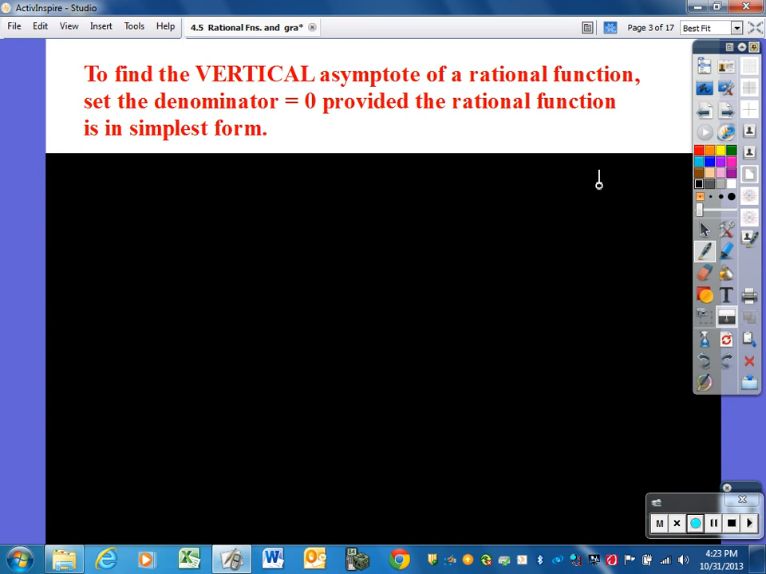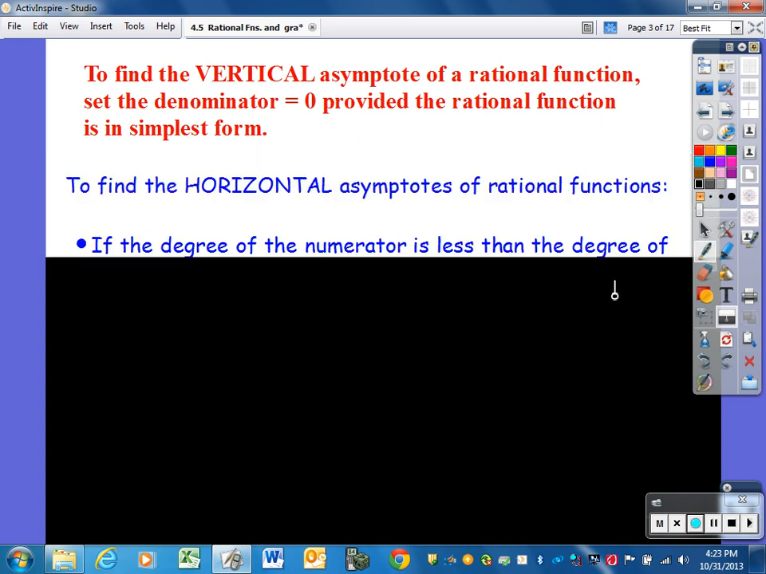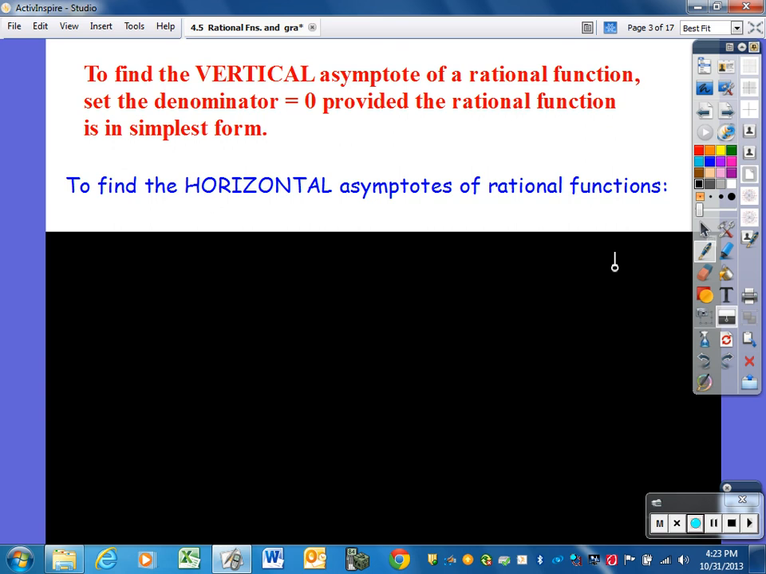All right. To find the vertical asymptote, that would be the asymptote that goes up and down. It would be our x equals. We would set our denominator equal to 0. That way, we would have our first asymptote. When you're finding horizontal asymptotes, those are y equals. Those are our horizontal lines. It depends on the degrees.